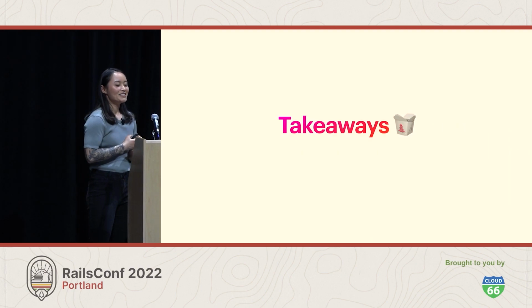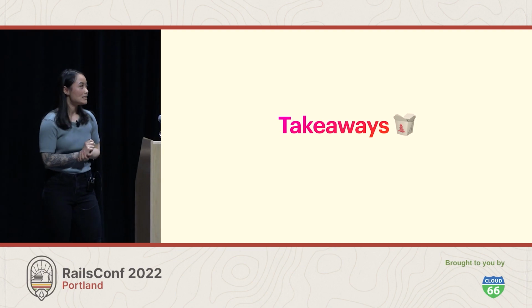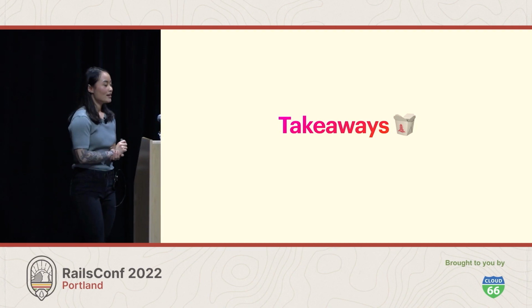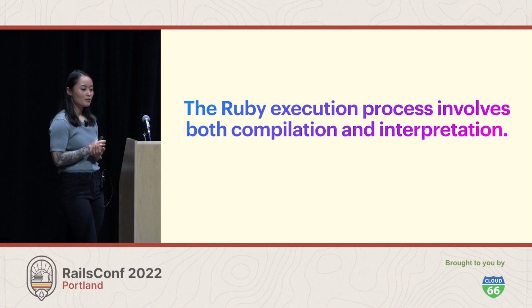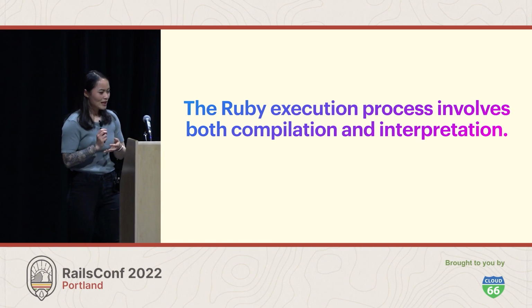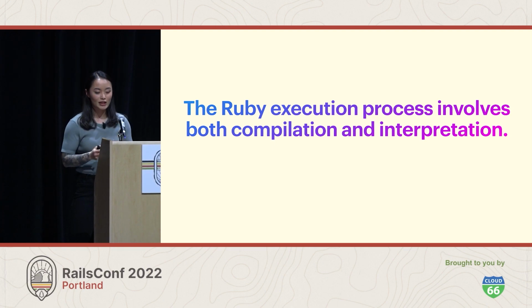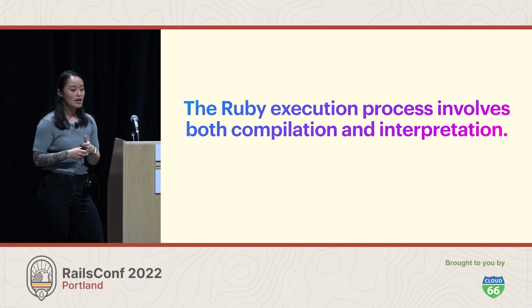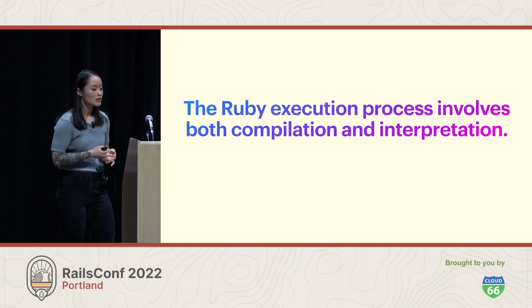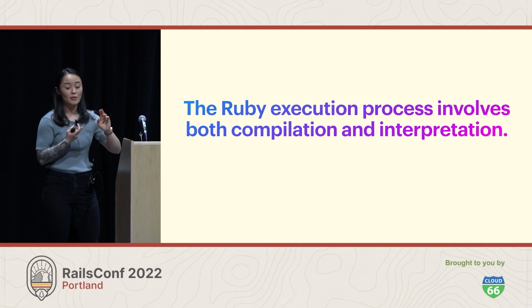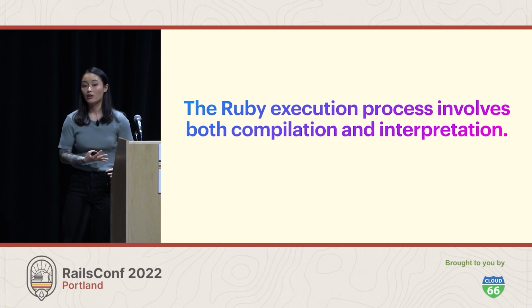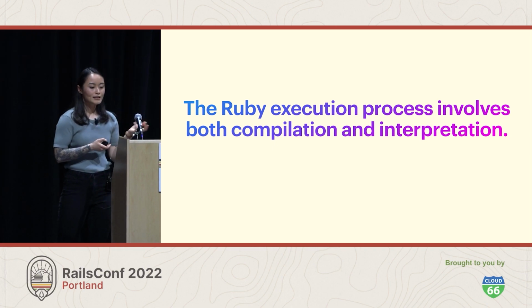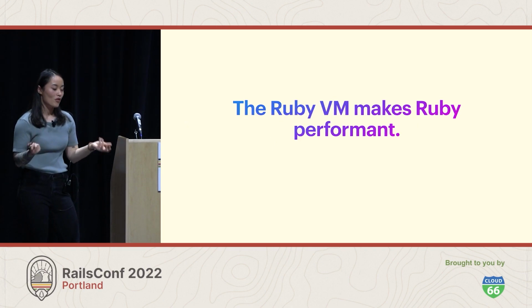All right, so we're in the home stretch here. What are some takeaways that I want you to remember after this talk? The first thing is that the Ruby execution process involves both compilation and interpretation. So even though Ruby is considered an interpreted language, we now have more information about how that isn't exactly the case. We have AST nodes that are compiled into bytecode, and then the bytecode is interpreted by YARV.